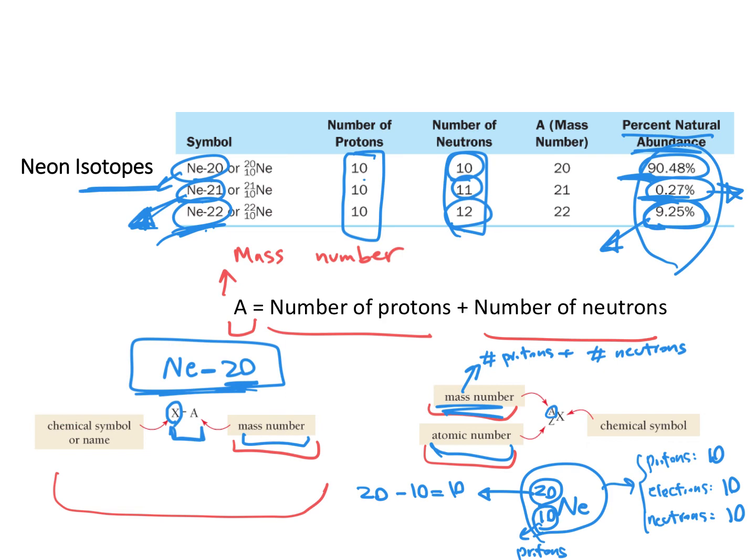Yes? Is neon 20 not considered an isotope, or is it just 21 and 22? All of them are isotopes, but neon 21 is more rare to be found, but it still exists. Great question. Any other questions? Good.